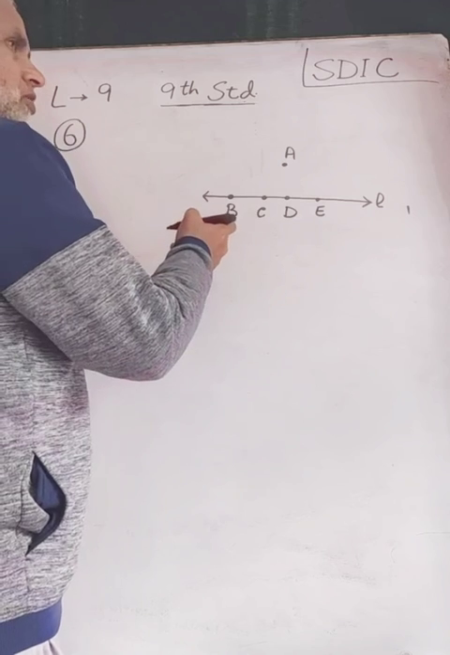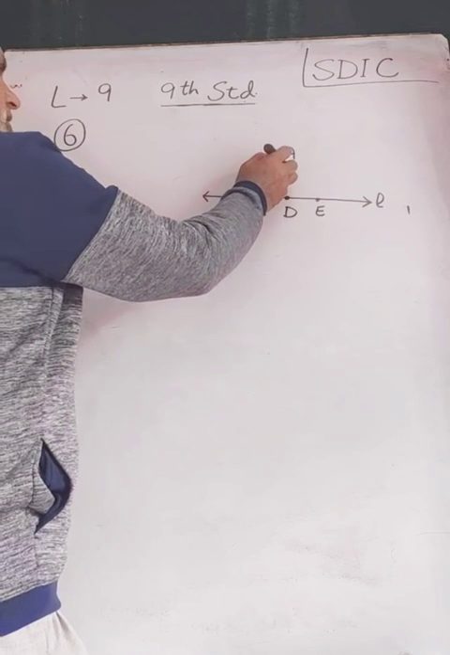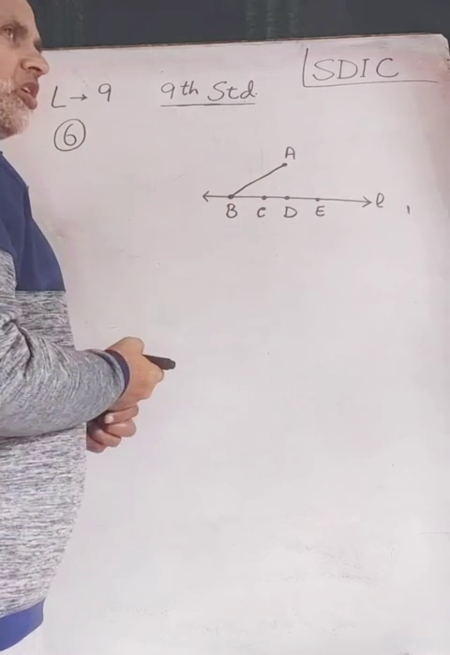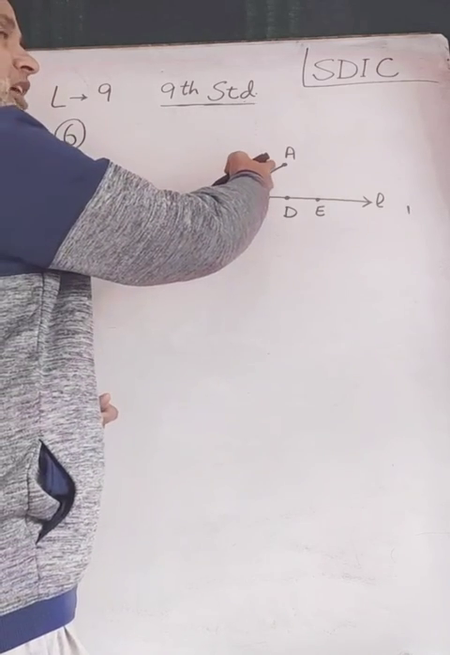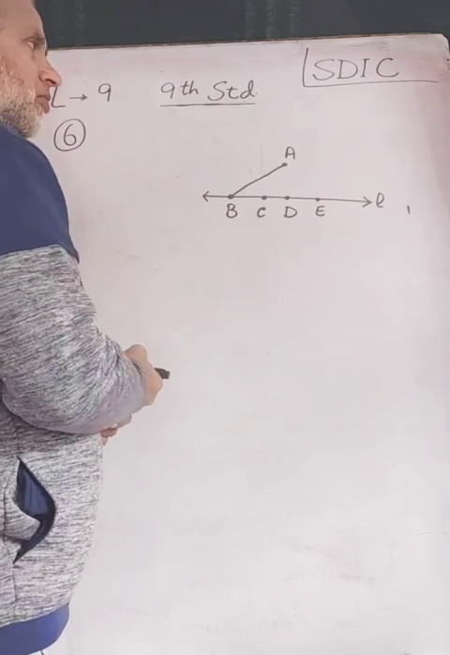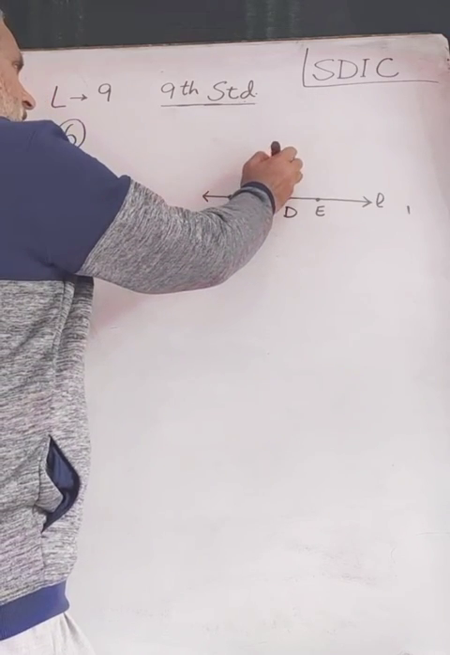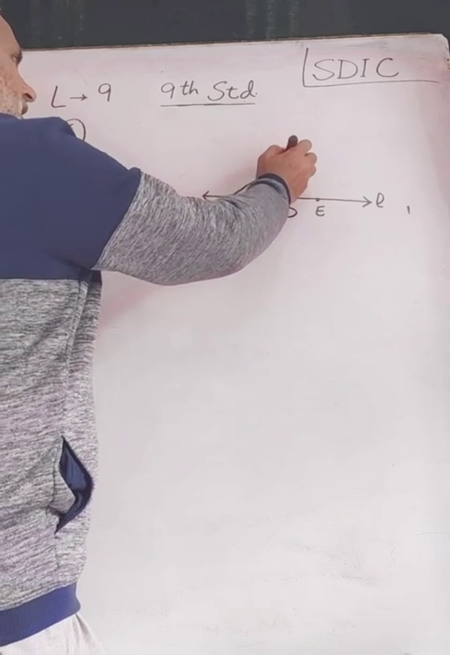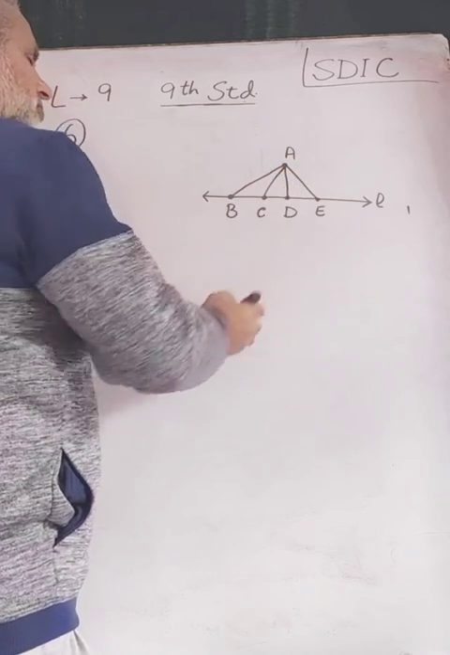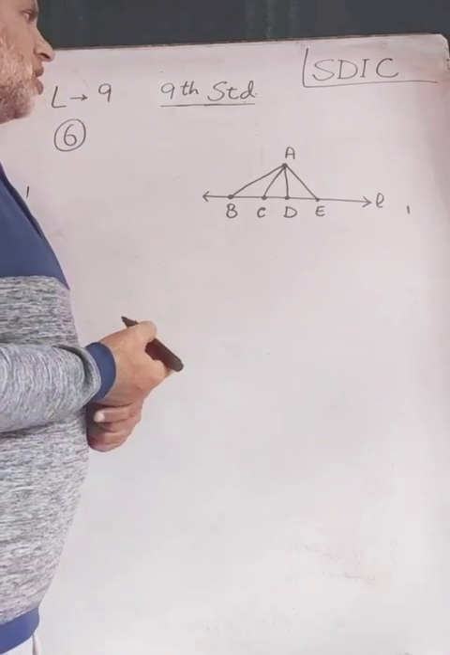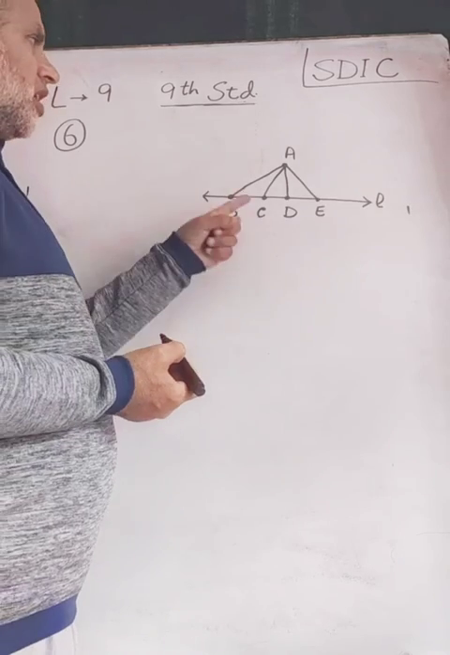Now line segments will be drawn. One of the line segments will be AB. It has two definite endpoints. A is one of the endpoints, the given point, and B is another endpoint which is on the line. Another line segment will be AC. Another line segment will be AD. And another line segment will be AE. These are some of those line segments. There can be many more. These are some of them.